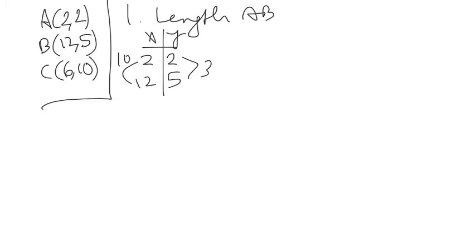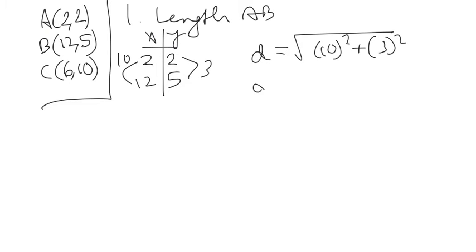And then I'm going to put those numbers into my distance formula. So D equals the square root of 10 squared plus 3 squared, which, if I just leave it in exact form, is the square root of 109. So there you go. That's the length of AB, and I'm done my first step.